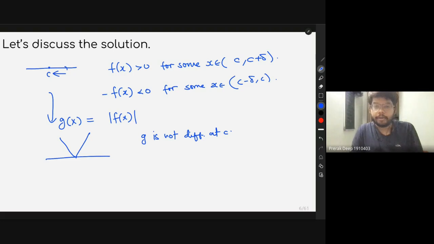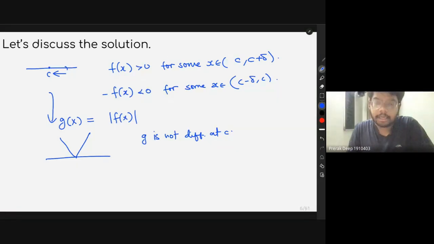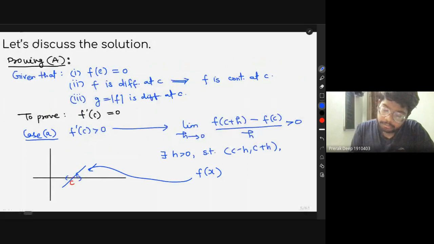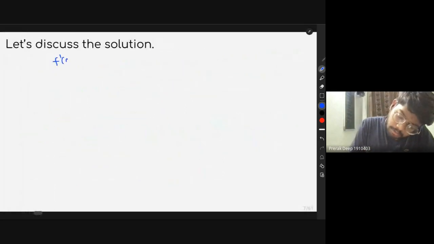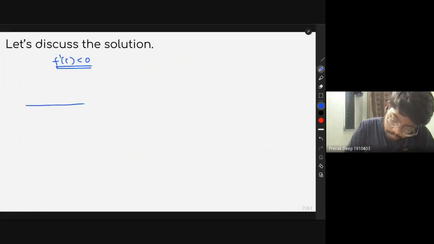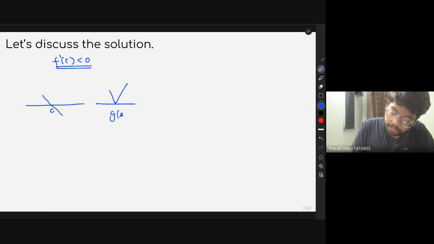So what I'm giving is a more intuitive idea to solve this question. This may not be the exact proof of the question. Similarly, if I assume that f prime of C is negative, then the same argument can be given. Locally, the slope at C may look like this, and again the function g of x, the modulus, will be like this. So again, it will lose differentiability at C.